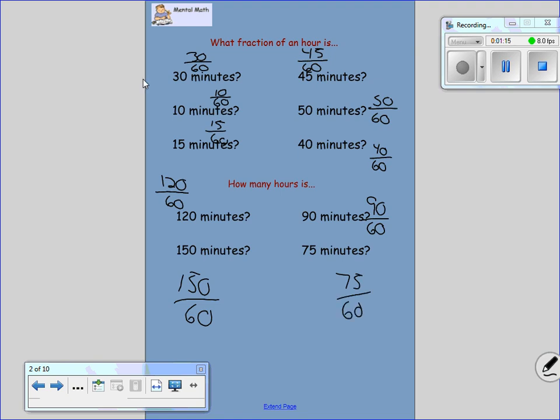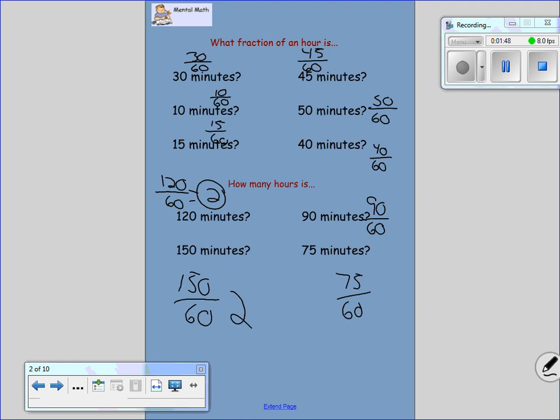The reason why this is new, kids, is the numerator is bigger than the denominator. And we don't really want to leave problems like that, because this is called an improper fraction. How we can get this smaller is we have to see how many times the denominator can fit into the numerator. So how many 60s go into 120? Well, exactly 2 60s, because 60 times 2 equals 120. So your answer is 2. So how many hours is 120 minutes? It's 2 hours.